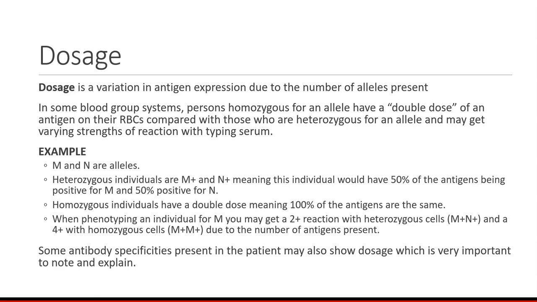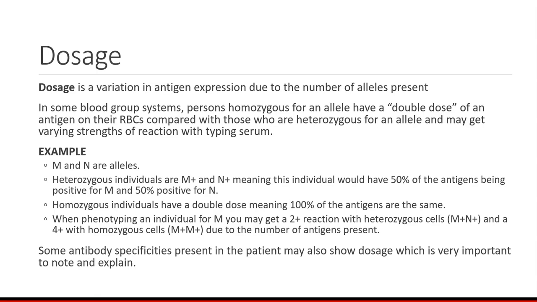Your textbook brought up dosage effect in this chapter. I usually like to save that for later on, but we're going to introduce it here and then we'll revisit it later on when we're talking about antibody workups. Dosage is a variation in antigen expression due to the number of alleles present. In some blood group systems, persons homozygous for an allele have a double dose of the antigen on their cells compared with those who are heterozygous for an allele, and may get varying strengths of reactions with typing sera due to the varying number of antigens present.